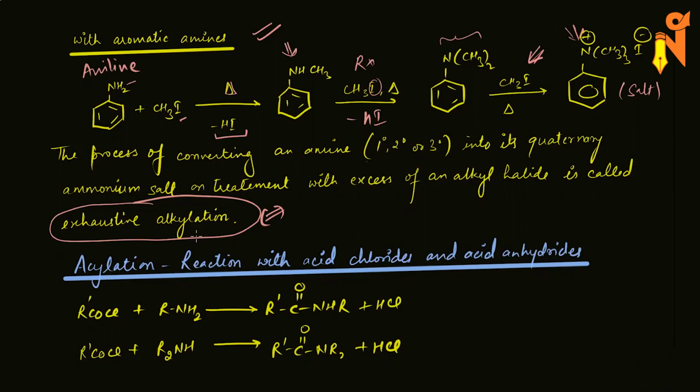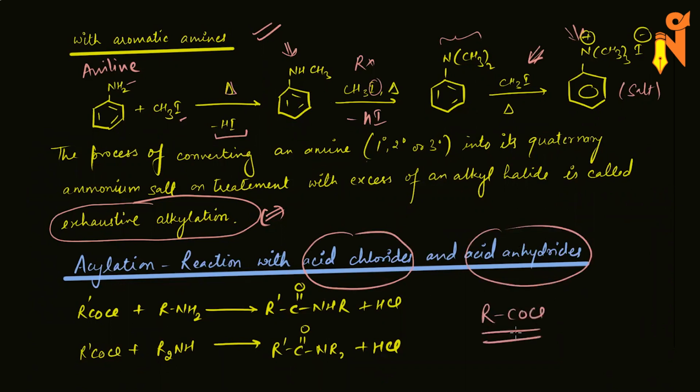Now, the next reaction we have is the acylation reaction. Acylation reaction means reaction of amines with acid chlorides and acid anhydrides. When you talk about acid chloride, it is RCOCl. This is your group. Now, how does the reaction take place? Again, this RCOCl, you can also take it as RCO plus and Cl minus. So this RCO plus acts as an electrophile and gets attracted towards the RNH2's lone pair.